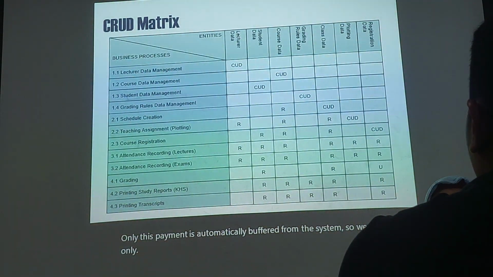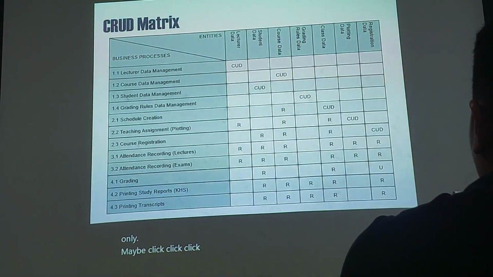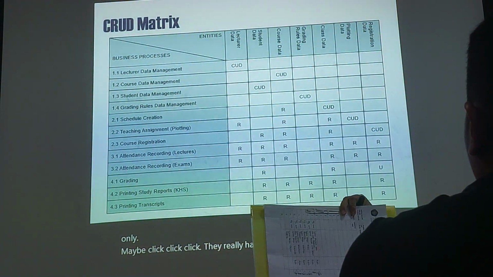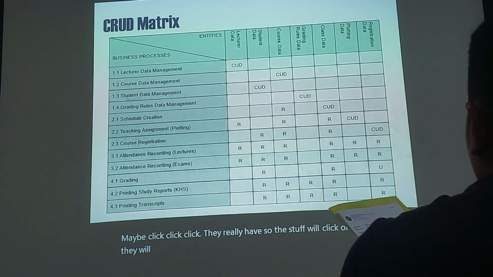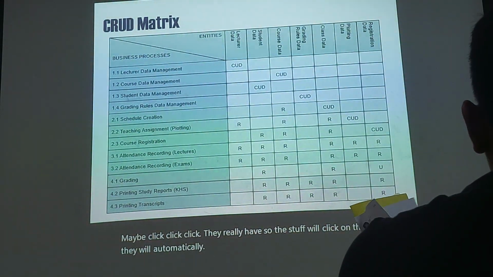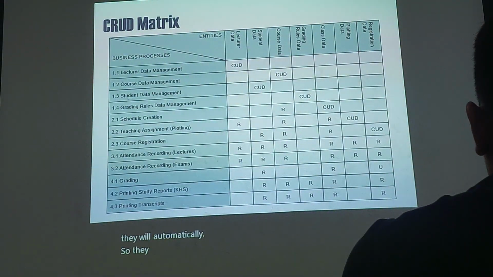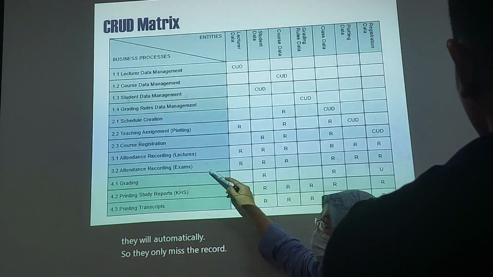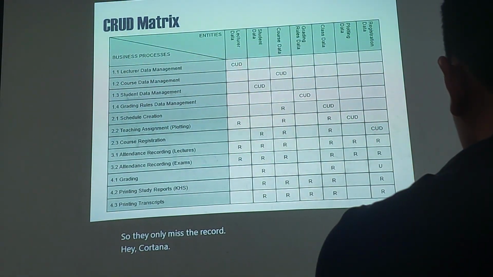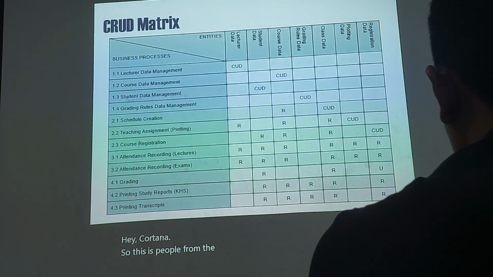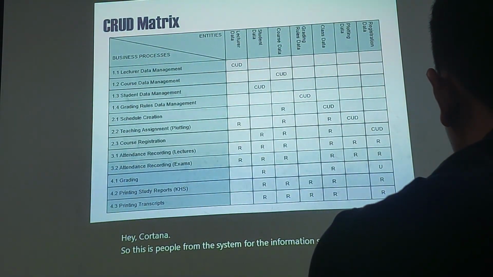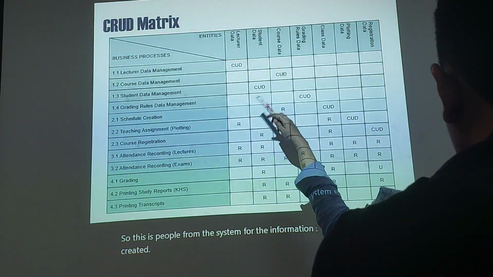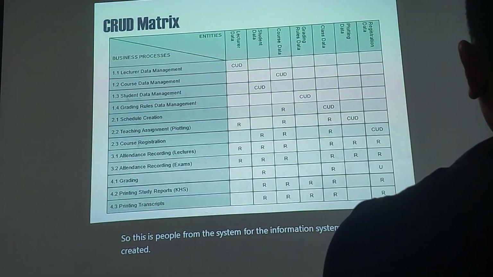Maybe click. We have this one. So the staff will click. They will automatically have this option. So they only read for the record of the attendance for the lecture, both in lecture and Excel. So this is output from the system, from the information system. We do not create it. We only read it from the other database. So who is updating the attendance?